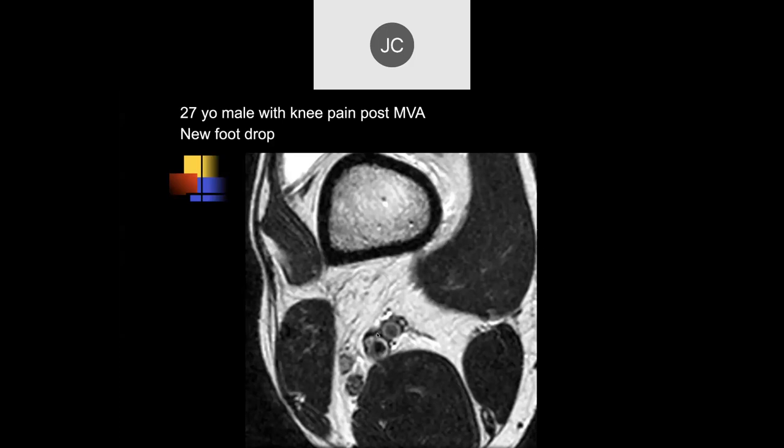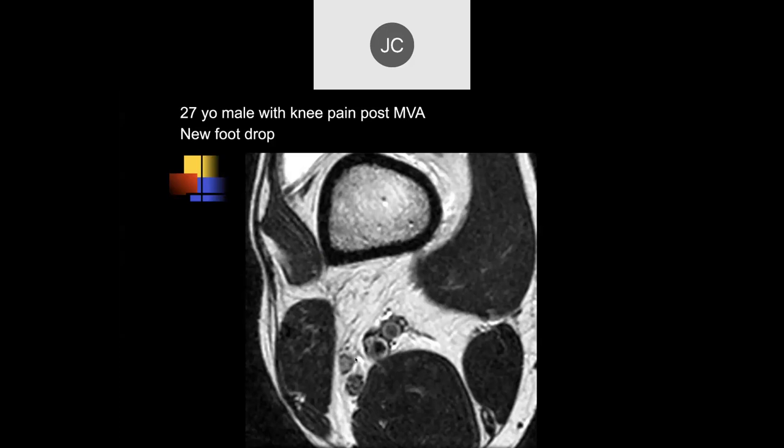All right, so we have a 27-year-old male with knee pain post-MVA and new foot drop. I guess looking at the peroneal nerve, I don't see anything grossly abnormal in there, but... Okay. So here we're up as proximal as we get on this MRI of the knee. And then here we can see the tibial nerve, basically the end of the sciatic nerve dividing into the peroneal nerve or the tibial nerve here.